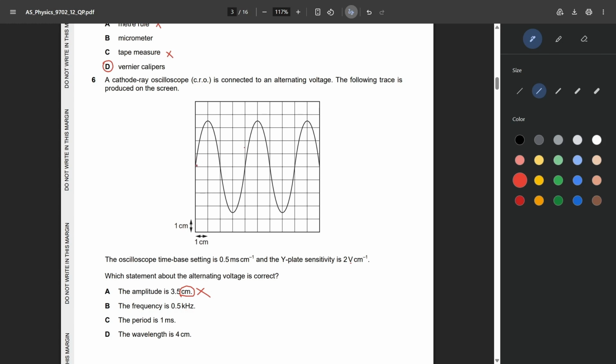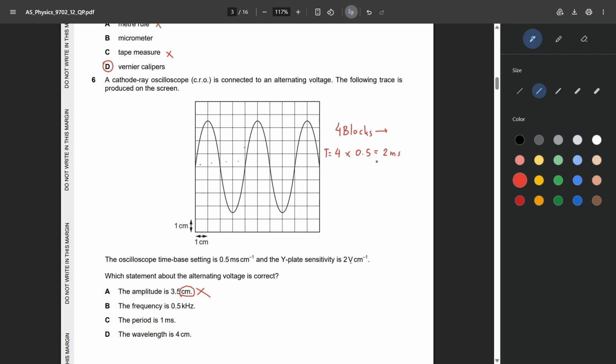Okay, so for that, let's find out the time period. The time period is 1, 2, 3, and 4. 4 blocks, right? Now, 4 blocks is equivalent to 4 times 0.5 milliseconds, which is 2 milliseconds. That's the time period.